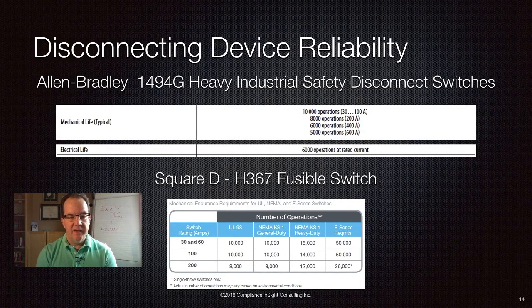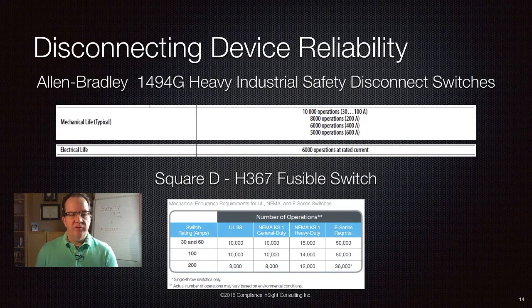If we look at the Square D H367, you'll notice that the lowest number on the chart under UL98 is 8,000 operations. For the more lightly loaded switches like the 30 and 60 amp switches, they're talking 10,000 mechanical operations or electrical operations. Square D doesn't actually give us quite the quality of reliability data that Allen Bradley does, but anyway, this is what we have to work with.